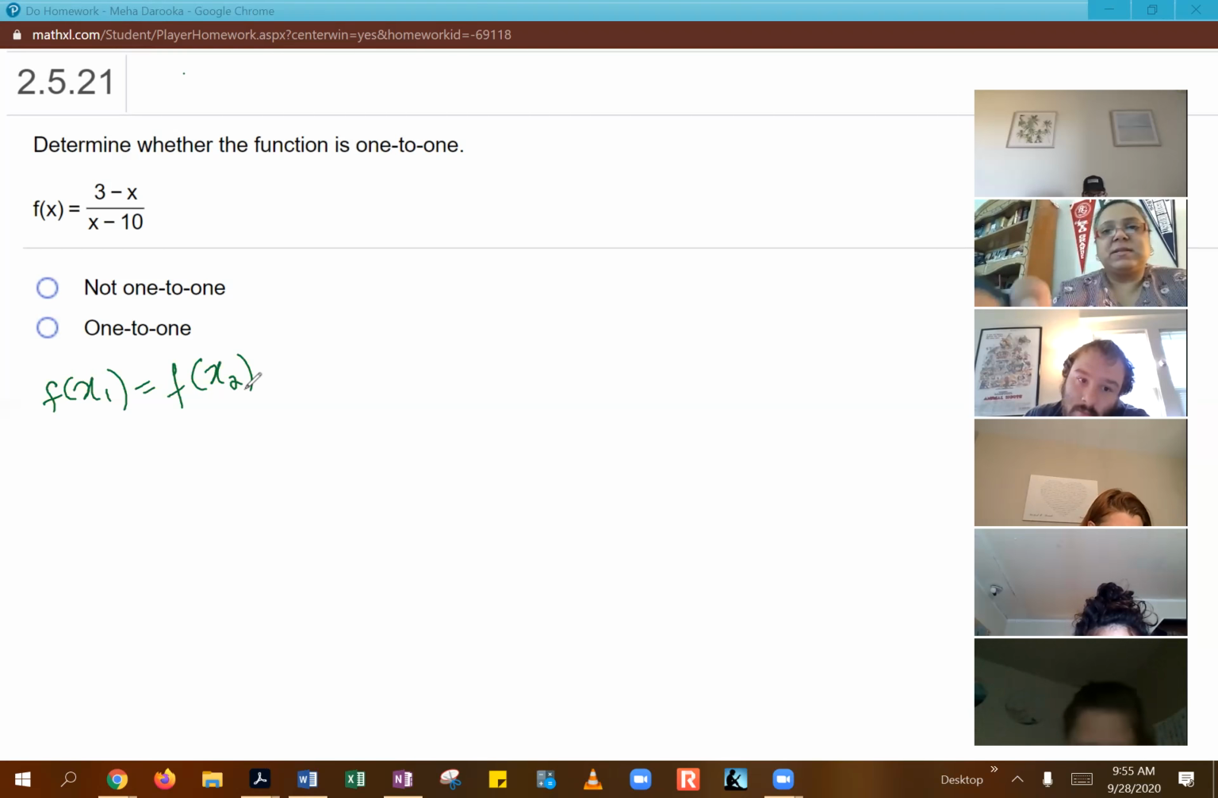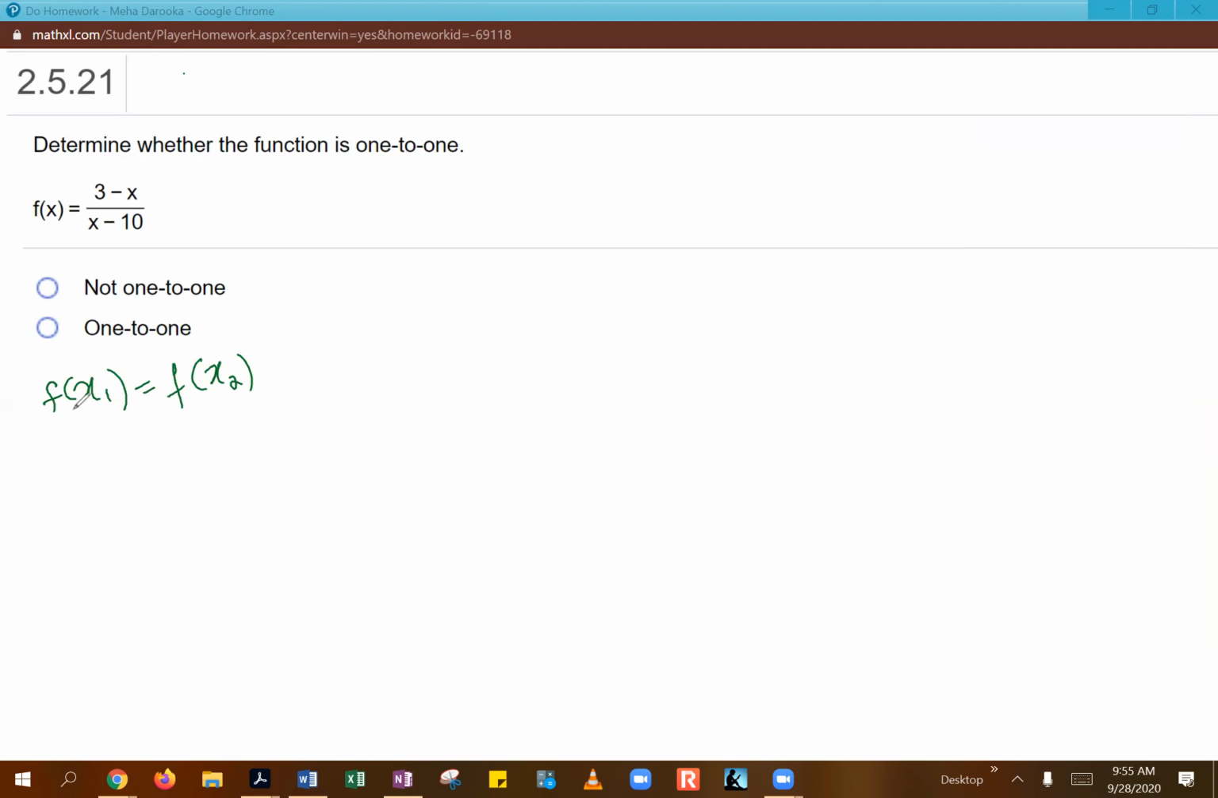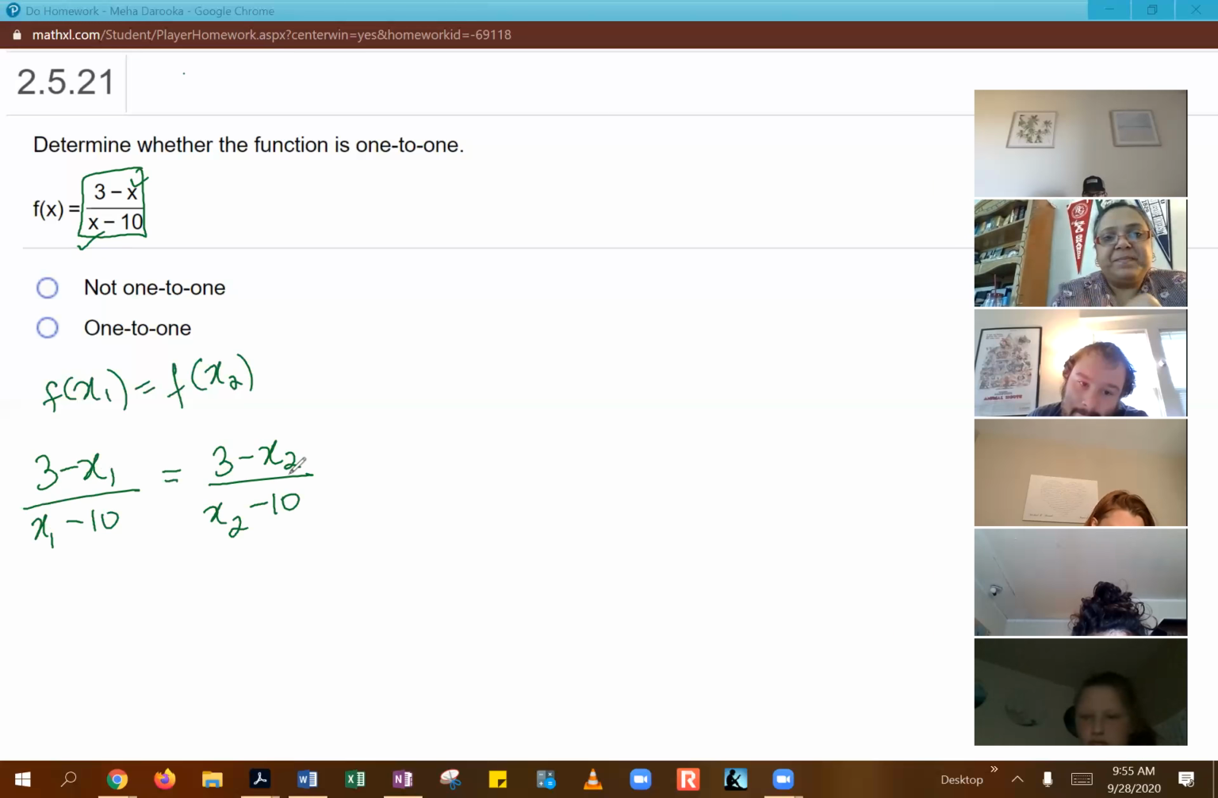So how this works is on the left-hand side where I have f of x1, I'm going to take my function definition and replace both my x values with x sub 1. So the left-hand side will become 3 minus x sub 1 over x sub 1 minus 10. Same thing on the right-hand side, but now we are using x sub 2. So that would become 3 minus x2 over x2 minus 10. And our ultimate goal, like I said, is to show x1 is equal to x2.